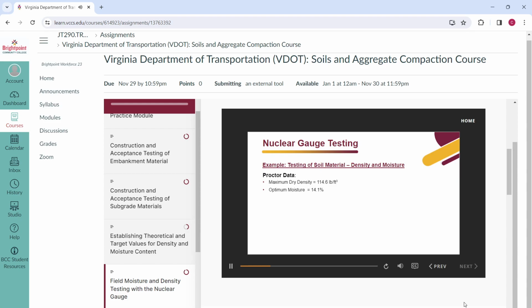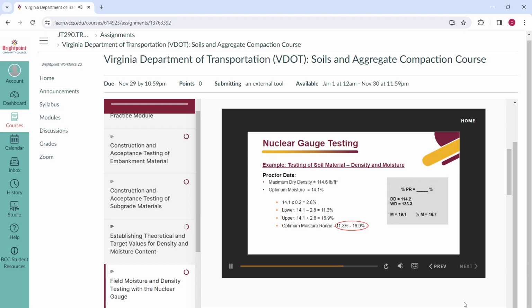Because we're dealing with soil, our optimum moisture range will be plus or minus 20% of our optimum moisture. To find 20% of our optimum moisture, we simply multiply by 0.2, which is just the decimal form of 20%. When we do that, we get 2.8%. To find our optimum moisture range, we simply subtract 2.8 from 14.1, which gives us 11.3, and add 2.8 to 14.1, which gives us 16.9. This would then mean that our optimum moisture range is 11.3% to 16.9%.